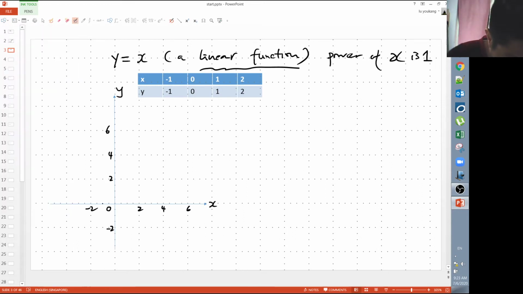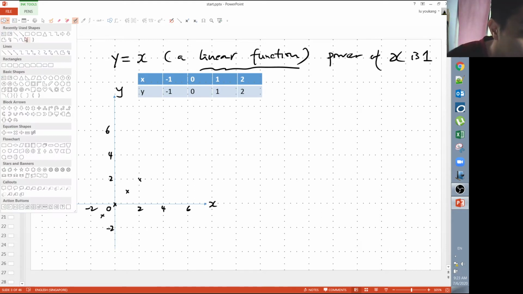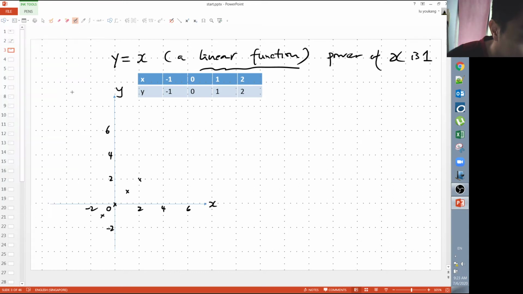So -1 of x, so I will get -1 for y, which is somewhere here. 0, 0, 1 and 1, 2 and 2. Alright, so I have 4 points, and this allows me to link them up. Let me link them up.